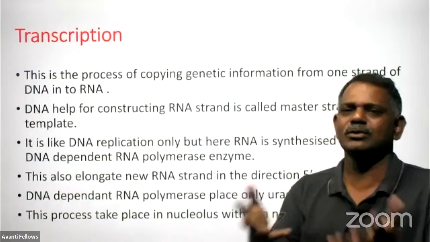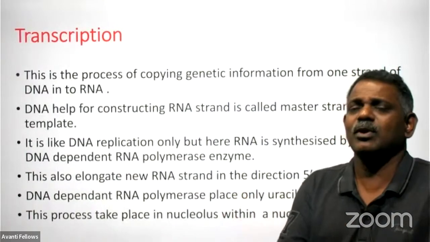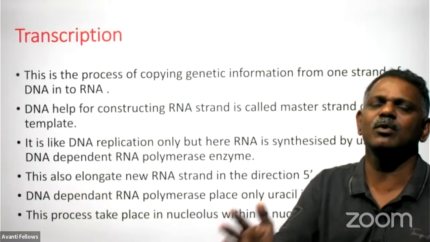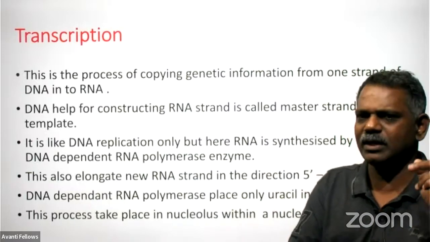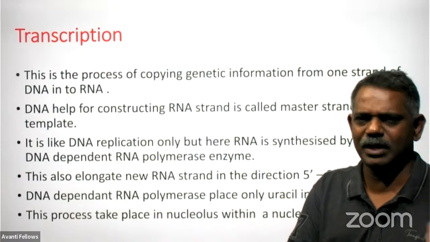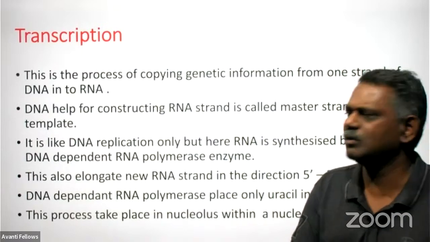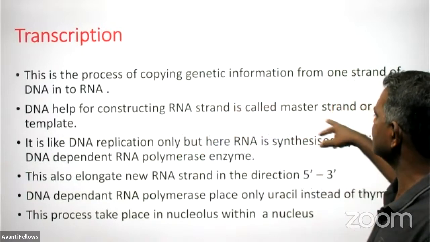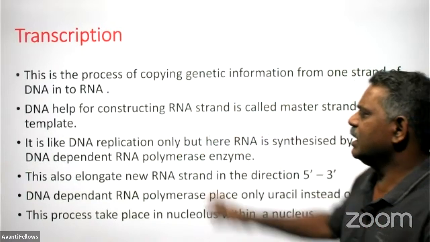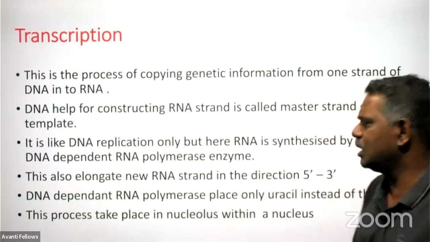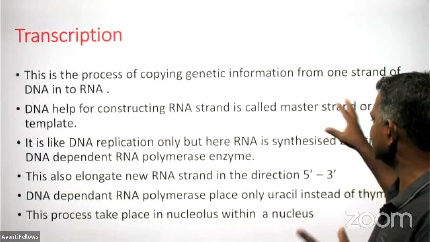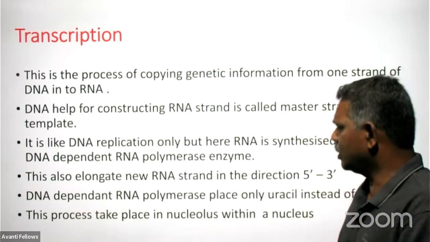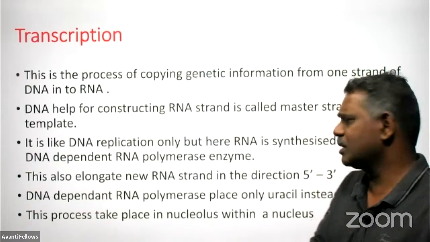It is to make a new strand of RNA, and it elongates in the same direction as the DNA polymerase elongates. Remember, it always elongates from the 5' direction to the 3' direction only. So the DNA helping in constructing the RNA strand is called what? The master strand. It is like DNA replication only. But here RNA is synthesized by using DNA-dependent RNA polymerase enzyme, not the DNA polymerase enzyme.